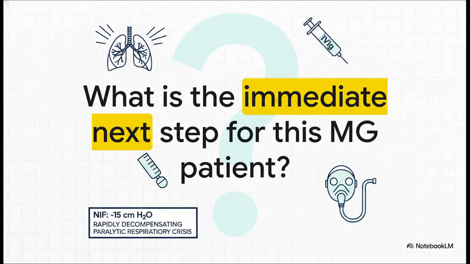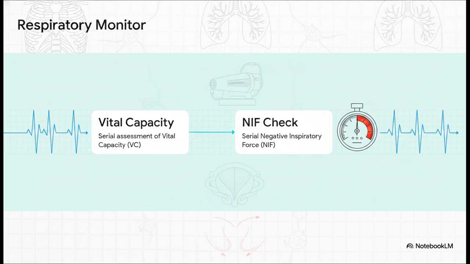We have a 32-year-old patient with known myasthenia gravis presenting with worsening dyspnea. Their negative inspiratory force, or NIF, is negative 15 centimeters of water. Evaluate these 5 choices. What's the immediate next step for a rapidly decompensating paralytic respiratory crisis? Remember, in conditions like MG or Guillain-Barré, patients don't stop breathing because of primary lung pathology. They stop breathing because their diaphragmatic and intercostal muscles fail. We monitor this insidious decline using serial vital capacity and negative inspiratory force assessments. This exact sequence lets you detect impending respiratory failure way before you see overt clinical signs, like cyanosis or accessory muscle use.